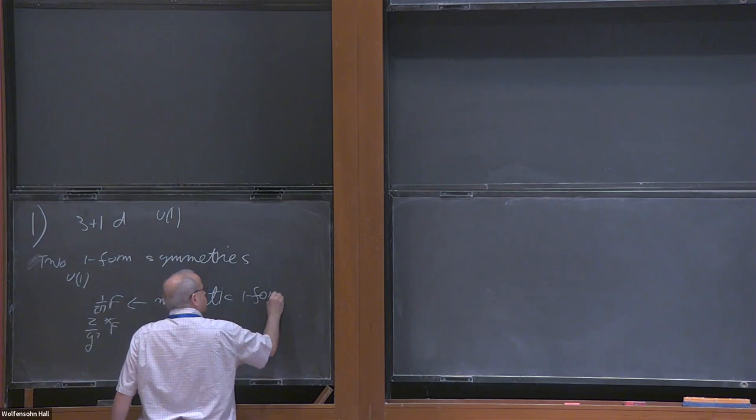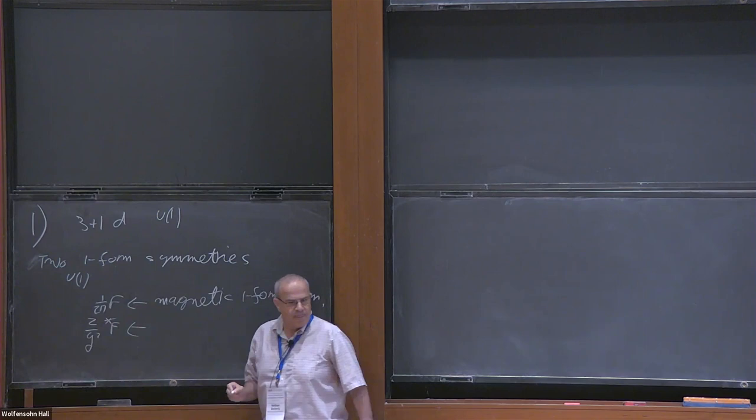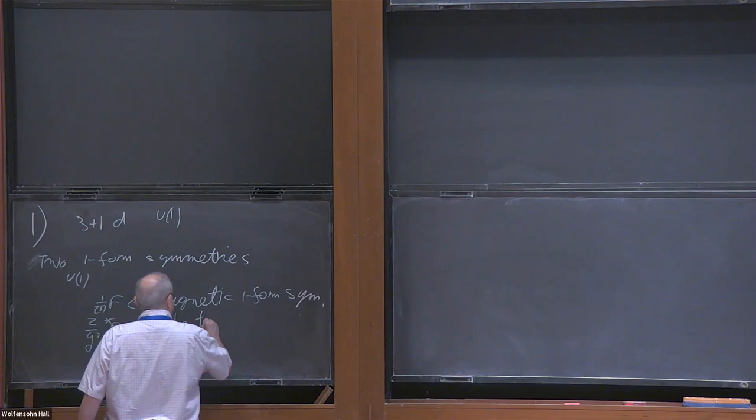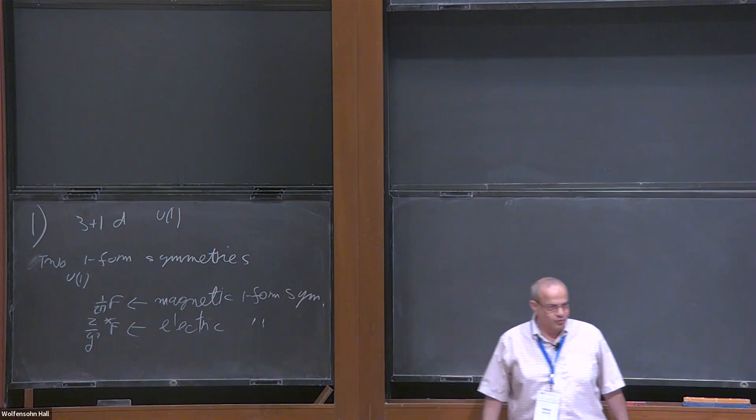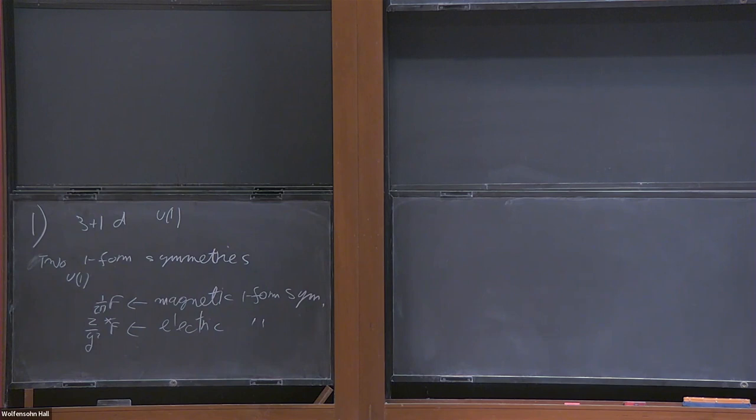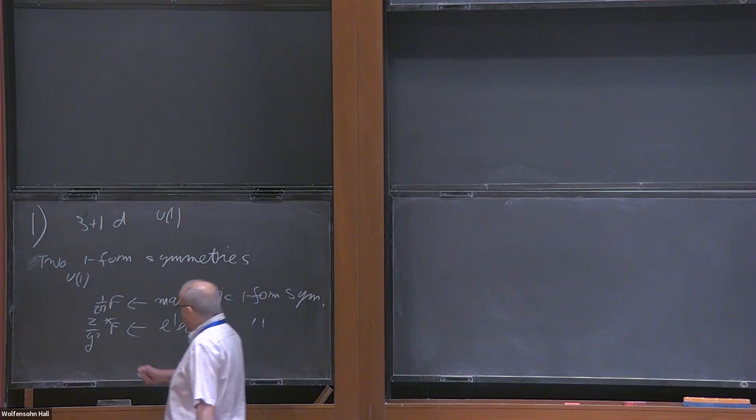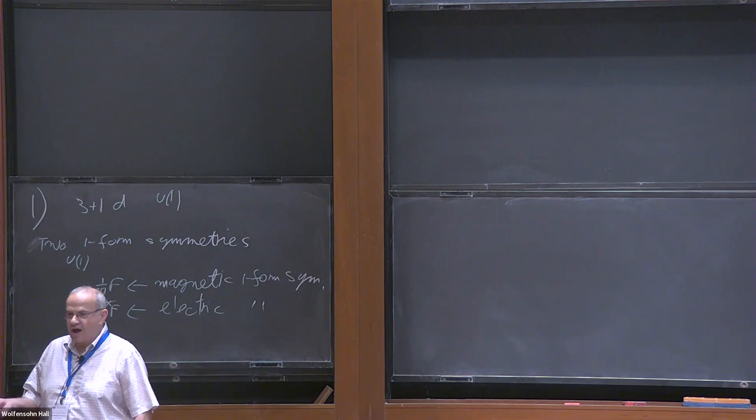And this would be, any guesses? Nobody knows the answer. Electric one form symmetry. And if we integrate it over a surface, what is it known in plain English? Integrating the magnetic field through a surface. It's the flux, the magnetic flux. And if we integrate this one, it's the electric flux. So the symmetry operator is the electric flux or the magnetic flux through the surface.